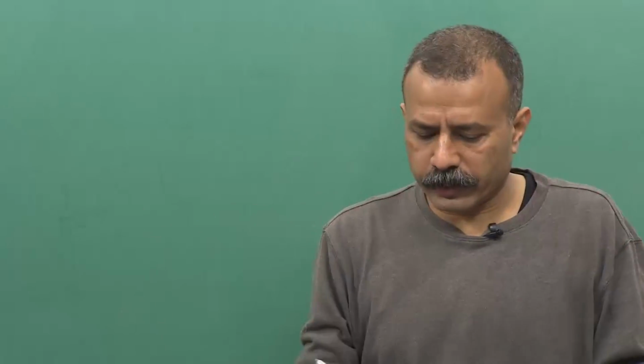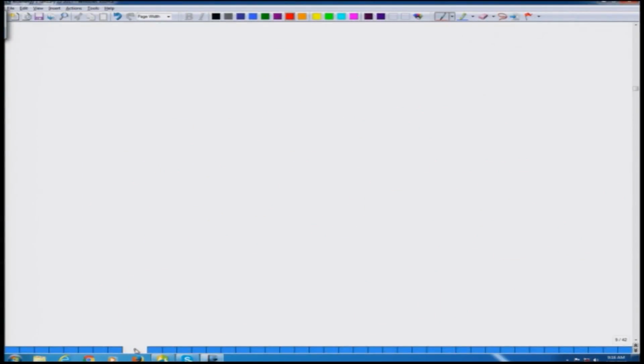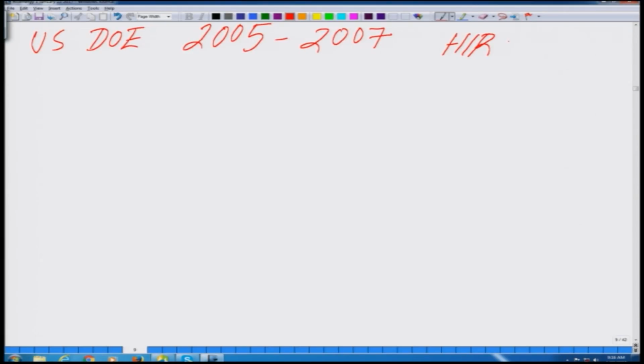Followed by this, there were several back and forth reports which came, but between 2005 and 2007, the US Department of Energy came out with another report, which is also called the Hirsch Report, and we will narrate it in the next slide. So, this is between 2005 and 2007, and the source is the US Department of Energy. This is also called the Hirsch Report, which was published during this time.